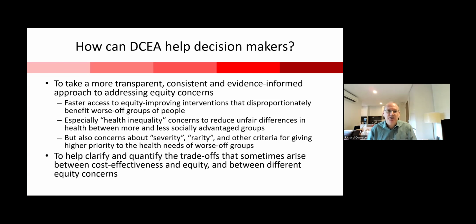How can it help? Well, as I was saying, a more transparent, more consistent, more evidence-informed approach to addressing equity, and to clarify and quantify the trade-offs that sometimes arise between cost effectiveness and equity, and between equity and equity, right? Different equity concerns might be important, and we have to understand that they're different and not confuse them. If you understand that they're different concerns, then you can think about trade-offs. Okay.